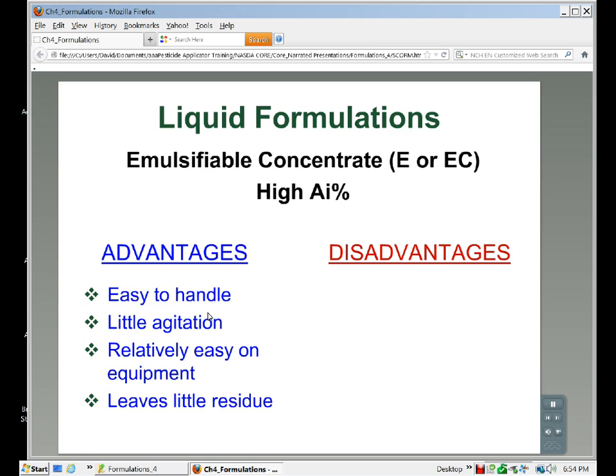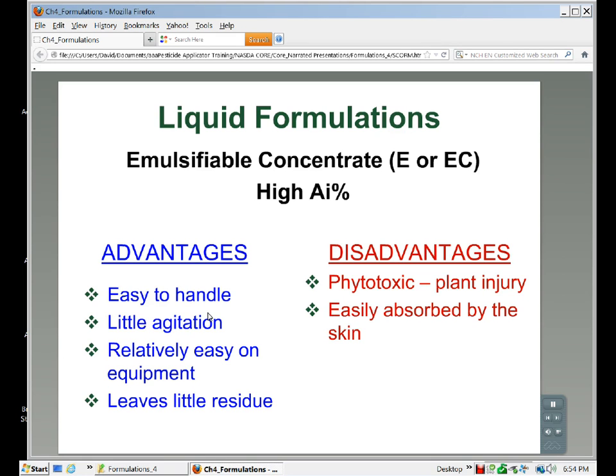However, both the petroleum-based solvents and those soapy emulsifiers that are in the formulation pose risks to some sensitive plant tissues. Read the label for phytotoxicity or plant damage precautions. Due to the oil-based petroleum solvents, ECs are readily absorbed into human skin. Oil-based solvents easily penetrate skin just like lotion. They also pose concerns for eye injury.